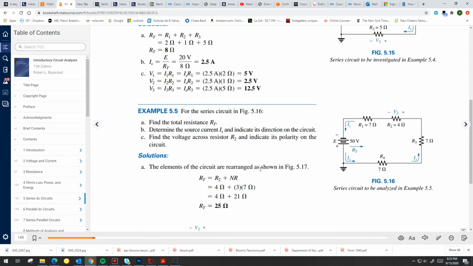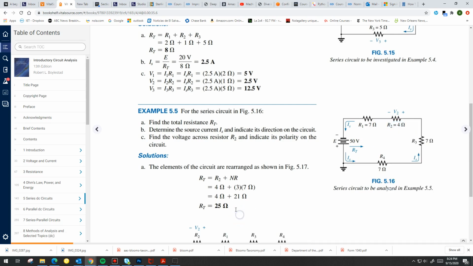This is another case. In this case, we have 4 resistors in series, but we happen to have 3 resistors that are the same, they're equal, so we can use that simple rule, and I can just take 3 times 7 to calculate the resistance for those 3 resistors together, which will be 21, right? 3 times 7, and add this other resistor 4 to get the total resistance, which will give me 25.